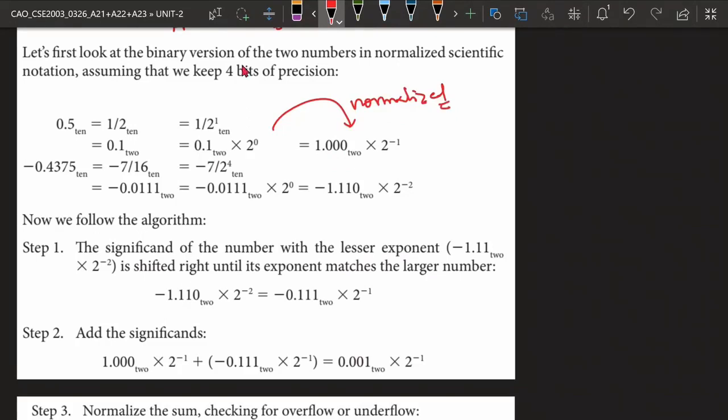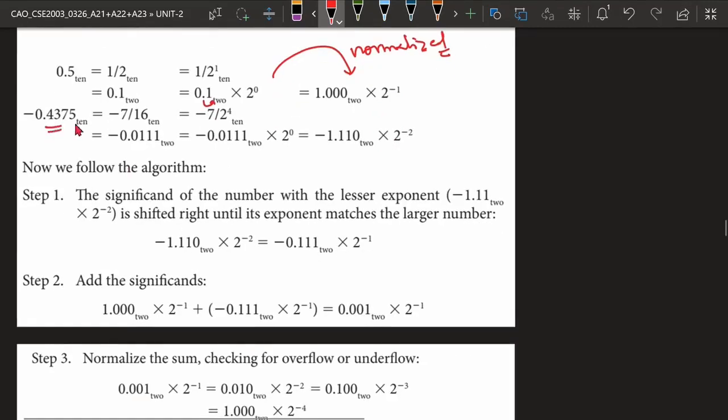Whenever we are going to perform any operation, we need to represent the numbers in normalized form. It should be written as 1 point something, the fraction value. So 1.000 times 2 to the power 1, because once we shift this binary point to the right side, we should make the exponent 2 to the power minus 1.